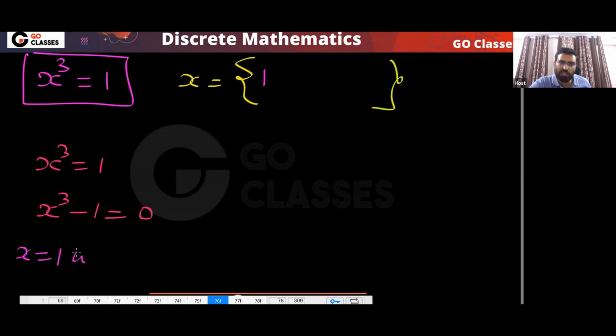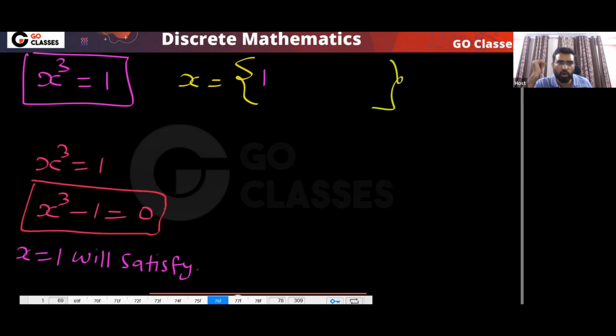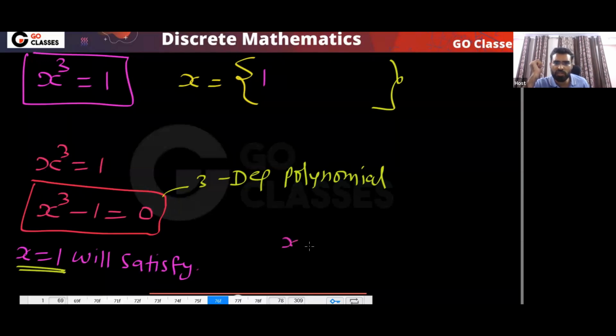x equal to 1 will satisfy. And this is your favorite thing from your school life. Whenever you have this type of third degree polynomial, this is your 3-degree polynomial, this is your favorite thing. If you have one solution, then what to do? How to find another solution?